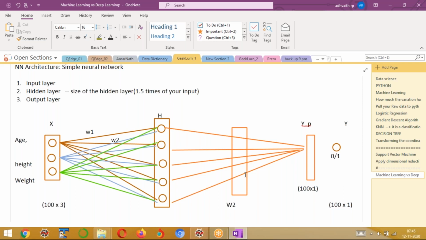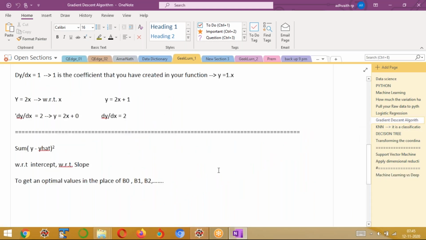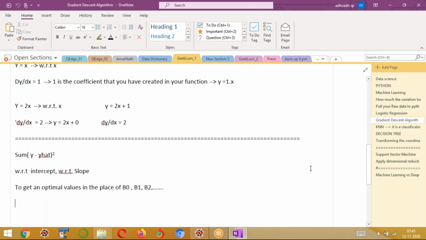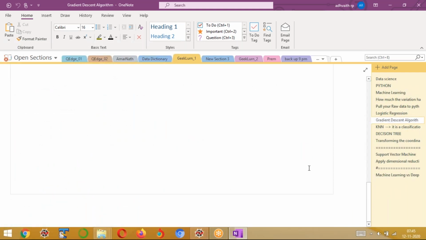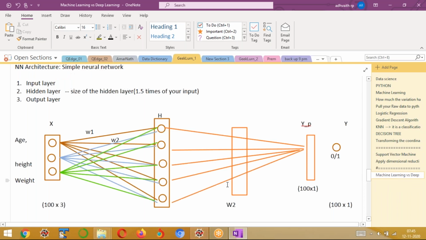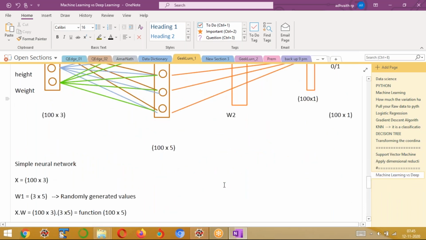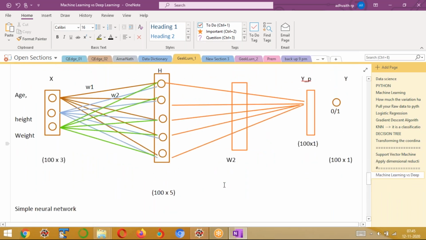But if you recall your gradient descent method, what we have done is we applied a derivative method to your mean square error, right? We applied a derivative method to your mean square error.